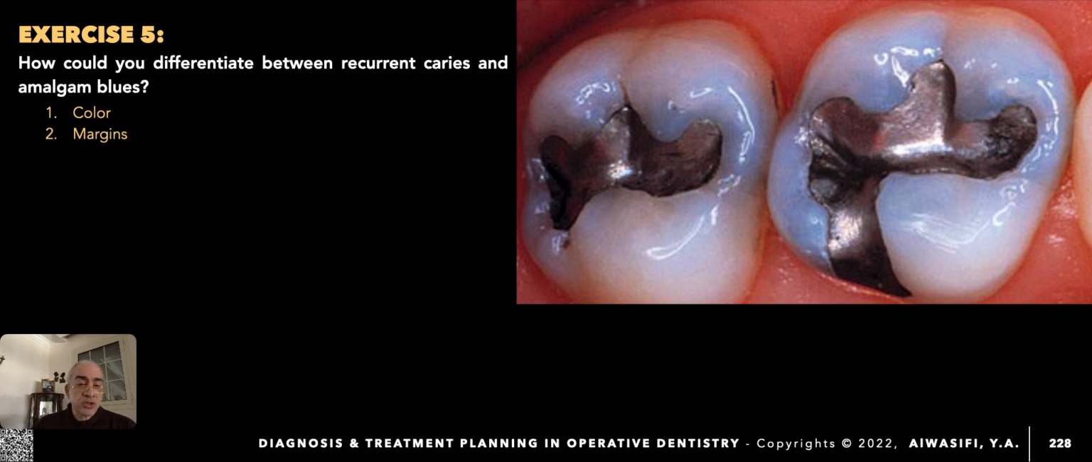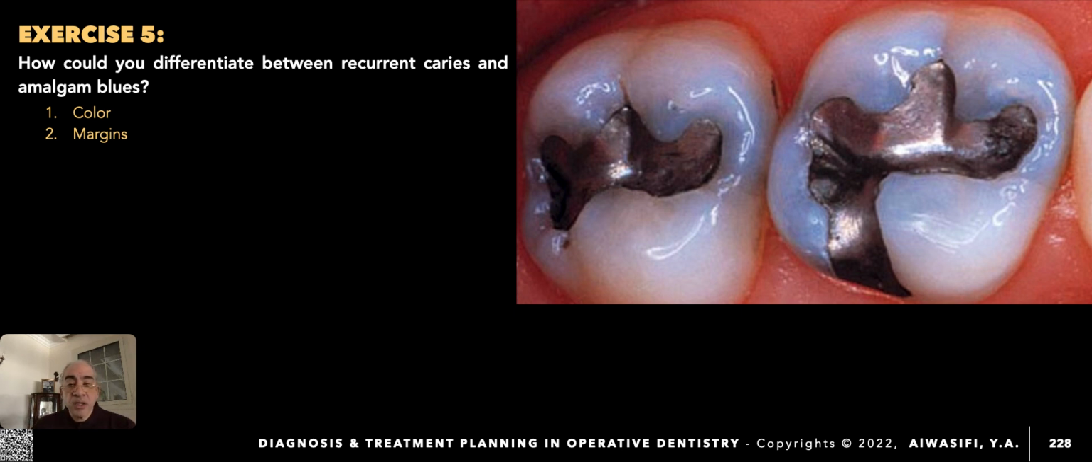Number two, the margins. If the margins are well adapted, like that in our clinical photograph, then it is most probably amalgam blues. Because if it were a recurrent caries starting at this area and the margins are well adapted like this, I doubt it is a recurrent caries. For recurrent caries, either the margins are open or the restoration is not stabilized because of the extension of caries at the pulpal floor. If it is a remnant of caries, the restoration will not be retained in its place.